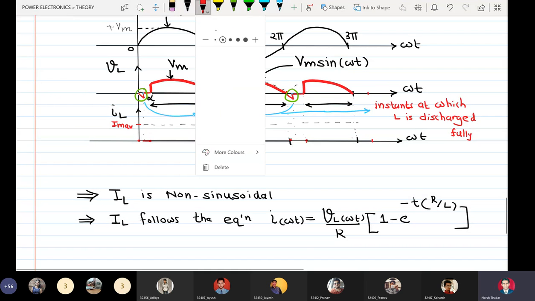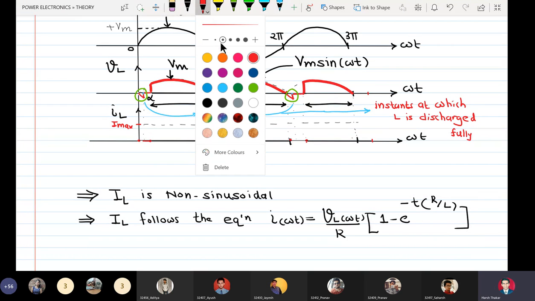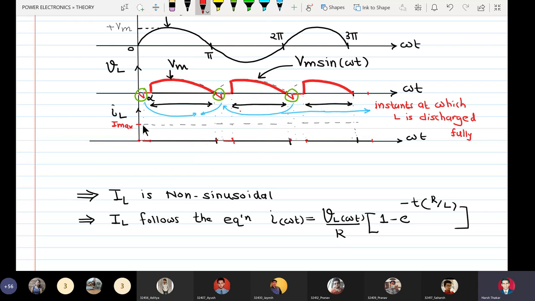See now carefully. Current will fall at this instant. At this point it will fall like this, and remain at zero until this point. So I will tell you which are the points of charging.